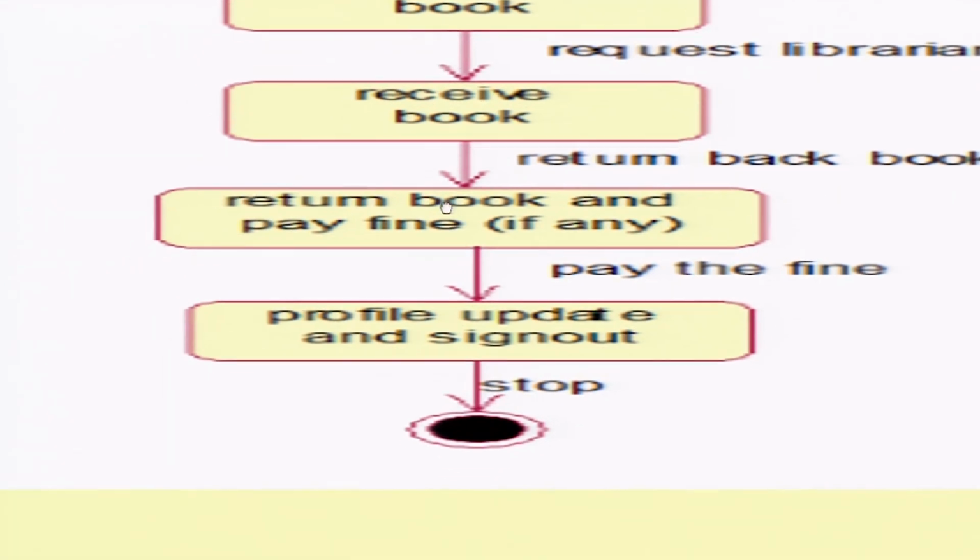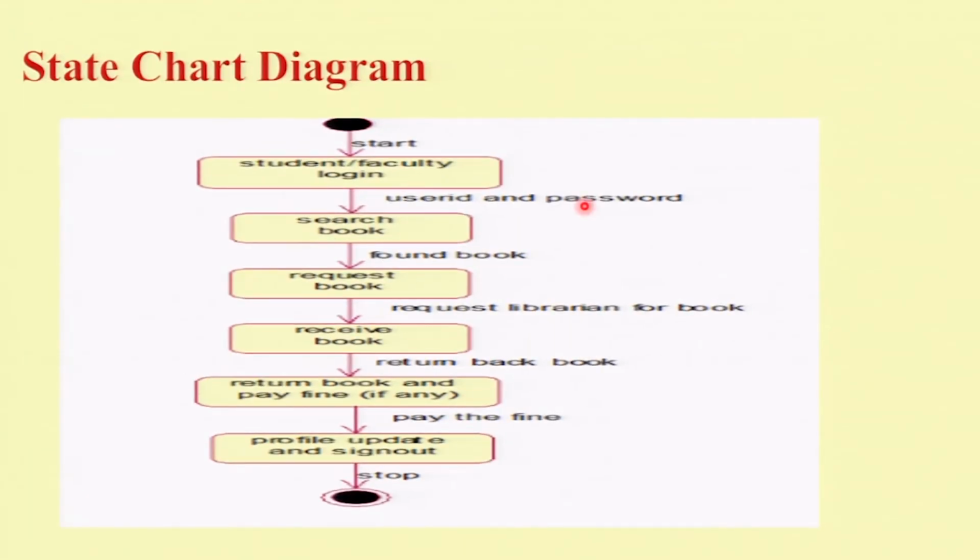And when you are going to return the book, if you return it within the stipulated due date, you will not be paying any fine. If you return the book after the due date, then definitely the fine will be calculated and collected. So it is you who have to decide when you are going to return the books. When you return the book beyond the due date, you will have the fine calculations, if any, and then the profile will be updated. After updating the profile, you can sign out. That ends the process, which has been earmarked with the stop symbol. So this denotes the state chart diagram.